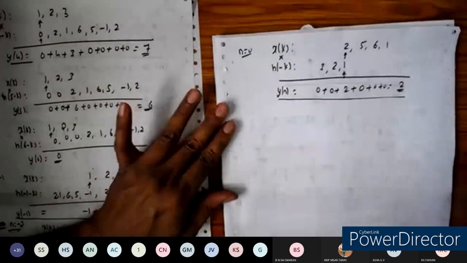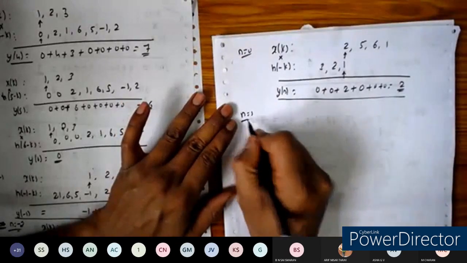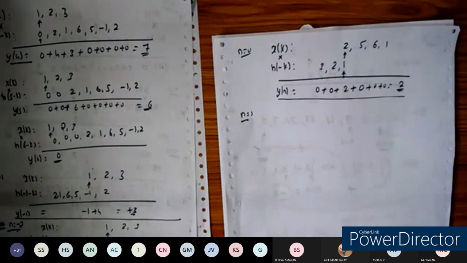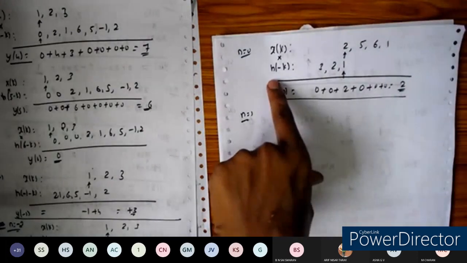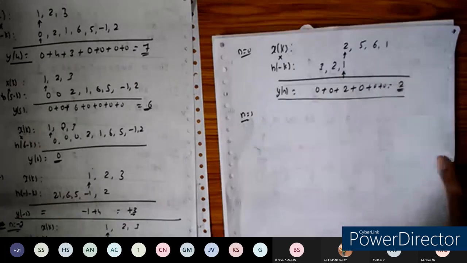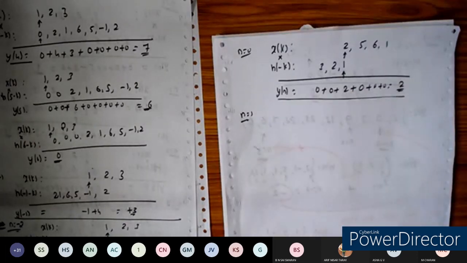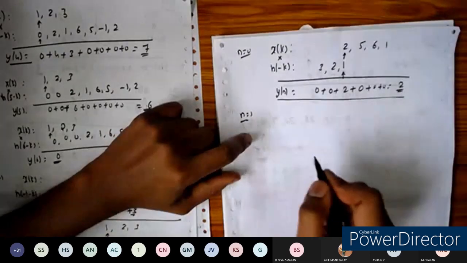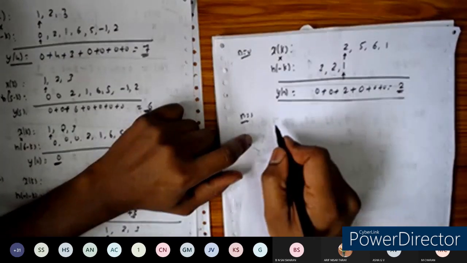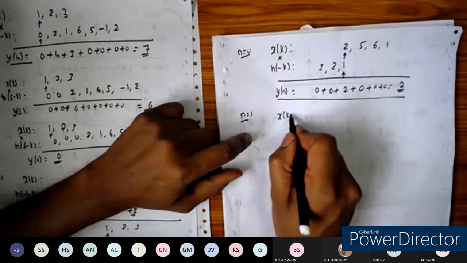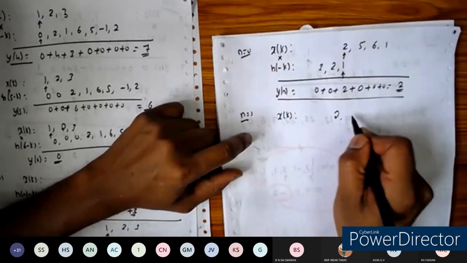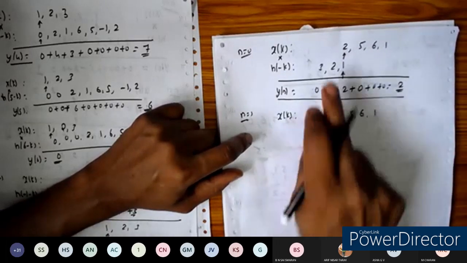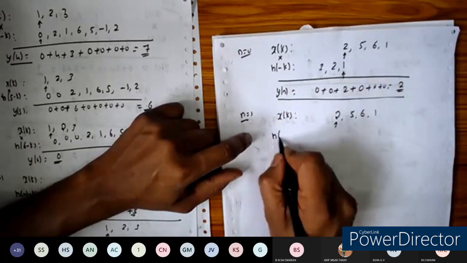Okay. So now let us substitute n is equal to 1. When you substitute n is equal to 1, as I told, you can shift the sequence towards the right side by 1 unit, and x of k will remain the same as it is. So x of k will be 2, 5, 6, 1. You give some gap because we need to write the sequence h of 1 minus k.